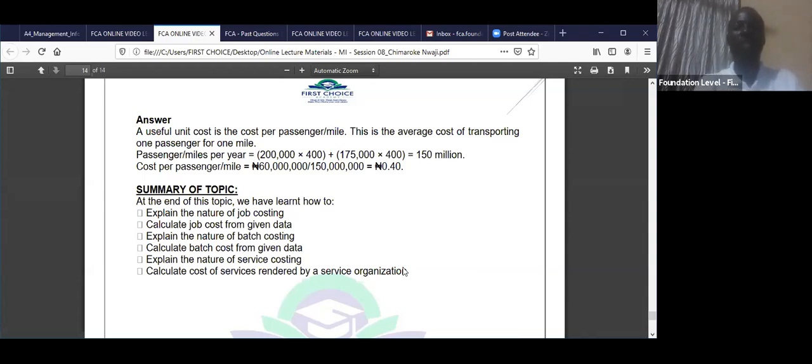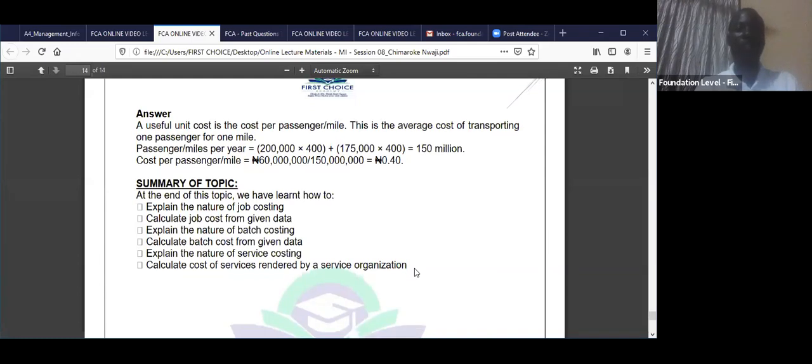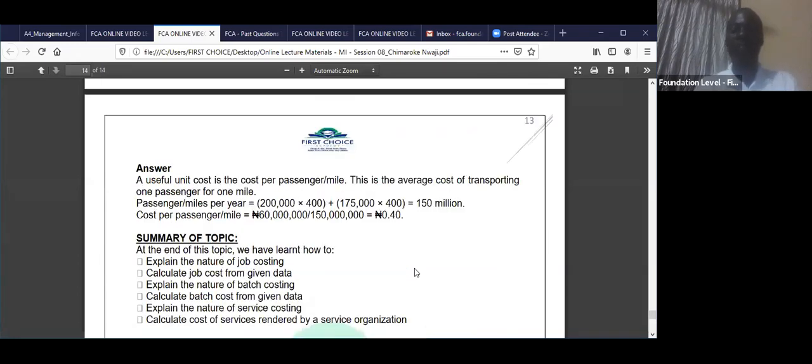Then we talked about service. In service, there is no job, there is no batch. You are not producing anything, but you are rendering service. So we saw the characteristics of service and how to calculate service costs. So that's the end of this topic: batch costing, job costing, and service costing.